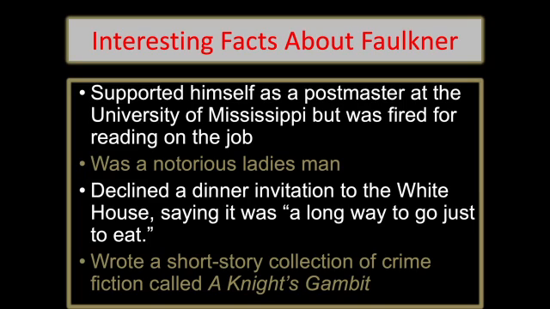Some interesting facts about William Faulkner. He supported himself as a postmaster at the University of Mississippi, where his dad had a job, but he was fired for reading on the job. He was a notorious ladies' man. Even though he was married, he was known to have a few flings on the side. He declined a dinner invitation to the White House, saying it was a long way to go just to eat. He wasn't exactly known to be the most friendly of people. And he also wrote a short story collection of crime fiction called A Knight's Gambit.